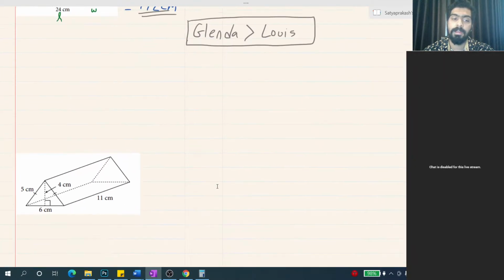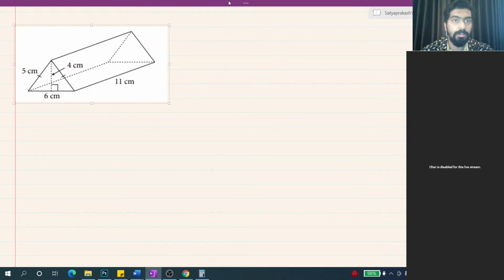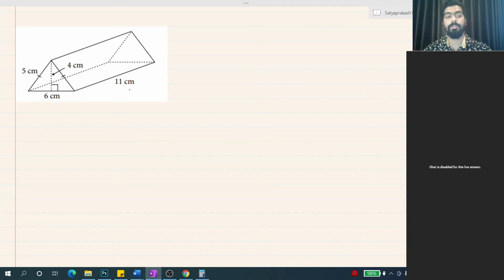Alright, now let us go to the next one. So what you see right here, maybe I can make it a bit bigger, is what we would like to call a triangular prism, right? In a triangular prism, we have a total of 5 faces, okay? We have the front and back, which are the triangles, and then we have 3 rectangles.